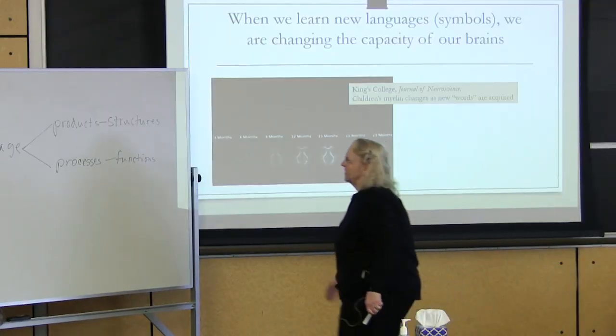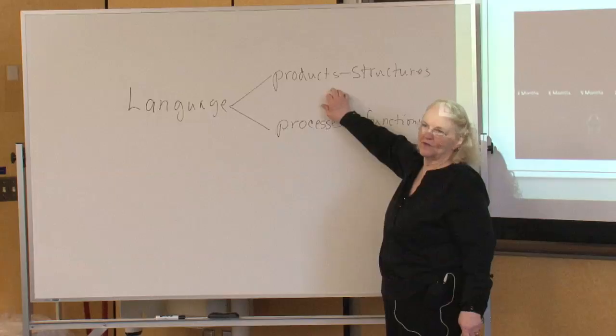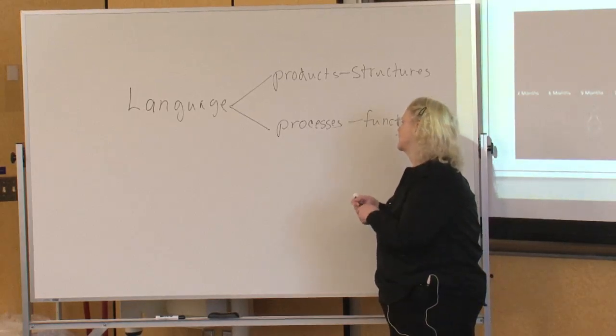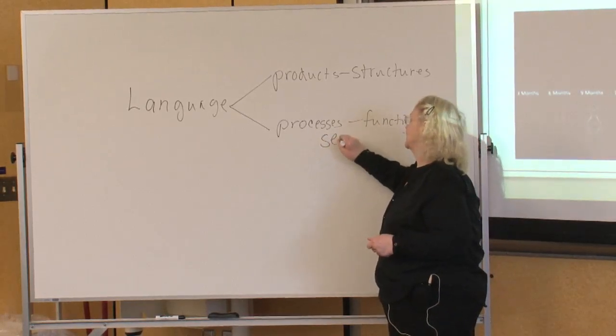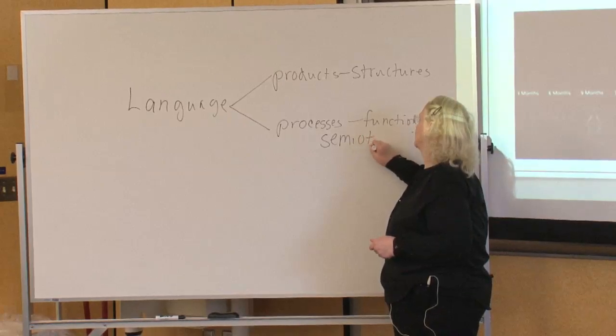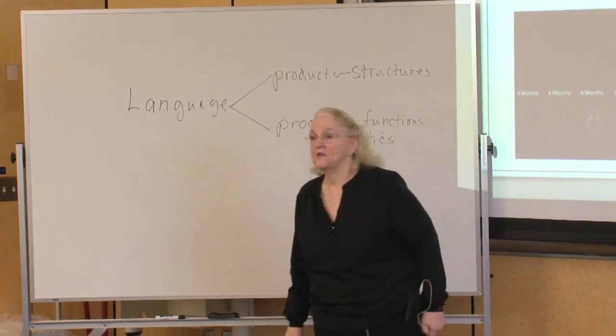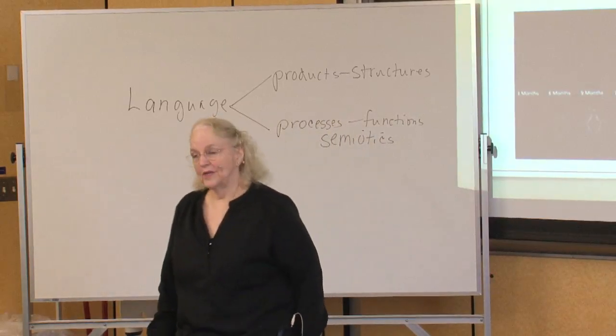How do you use language to get what you need done? And the fields that fit there, most of us are familiar up here with our syntax and morphology, that type of thing. But the fields down here are semiotics or semiosis. Semiosis is the value of your language. Why are you using language? What do you want to communicate?